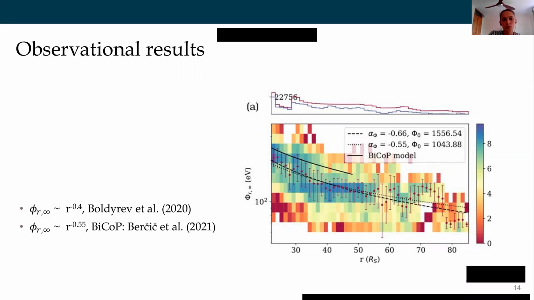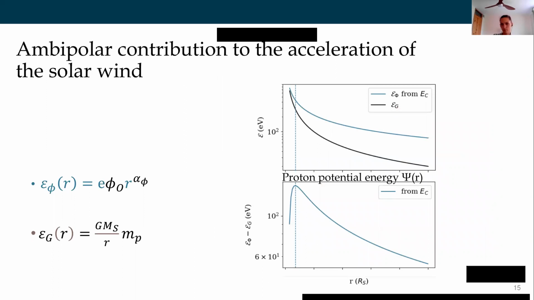So then we used this empirically obtained fit to go even a step further and calculate: what is the contribution of ambipolar acceleration to the solar wind? From this curve, we can calculate the evolution of the electric potential energy in the solar wind. This is the curve in blue. And then we compare it to the gravitational energy in black.